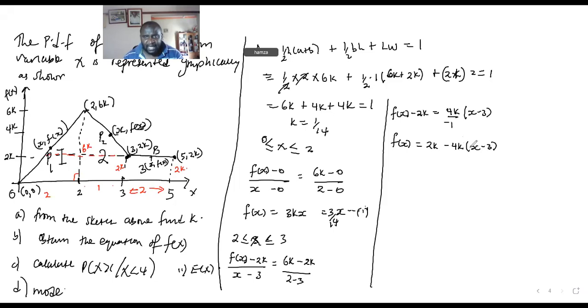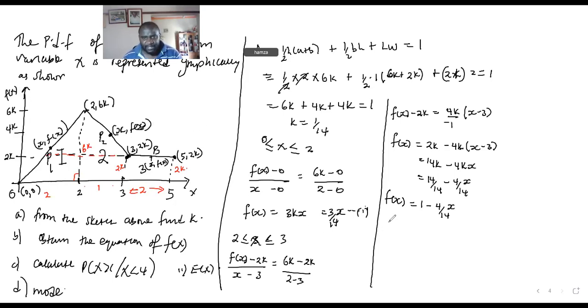This 3k and the 4k gives us a positive 12 to give me a 14k minus 4k of x. Because k is 1 over 14, I'll get 14 over 14, minus 4 out of 14 times x. Finally, this function will become 1 minus 4 out of 14 of x. X is negative, corresponding to a negative gradient. We're on the right track.